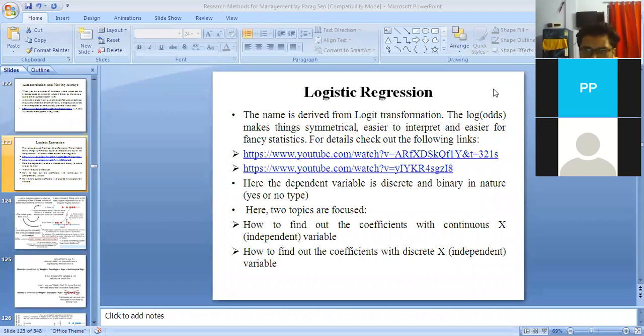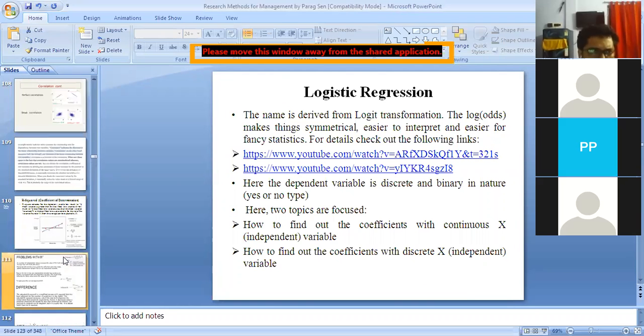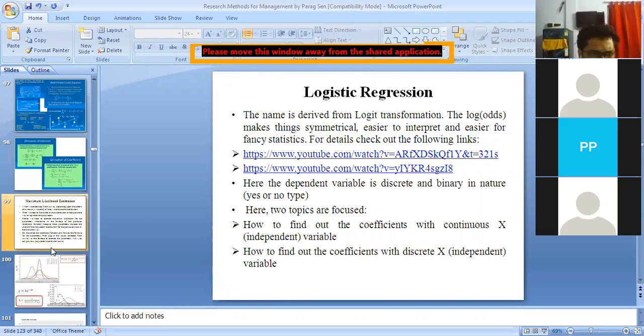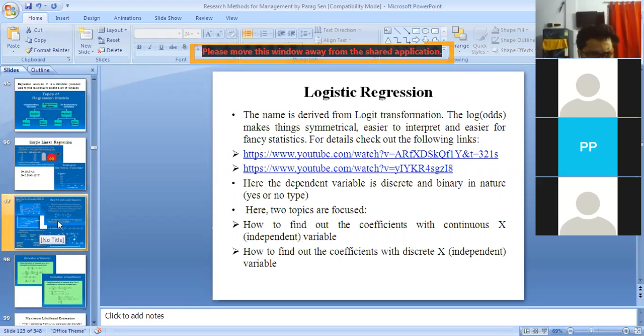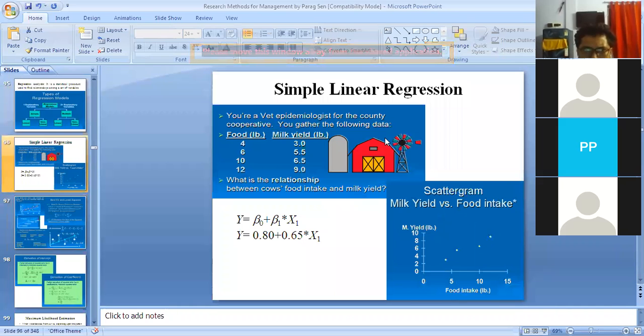Deepika B was asking how can we determine the best fitted line. This was the question. So the answer is that you have previously seen, I would like to show you the slide, that this best fitted line, I told you yesterday.